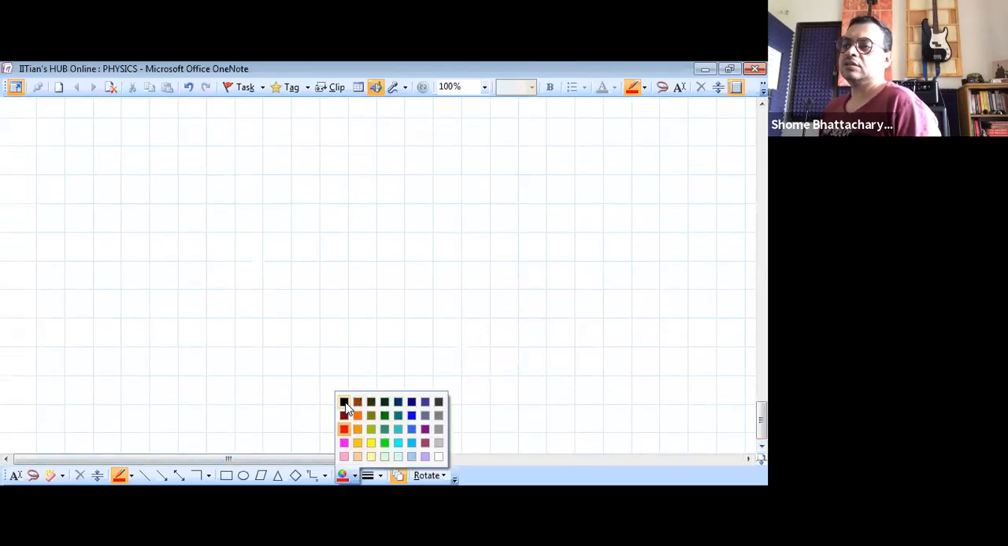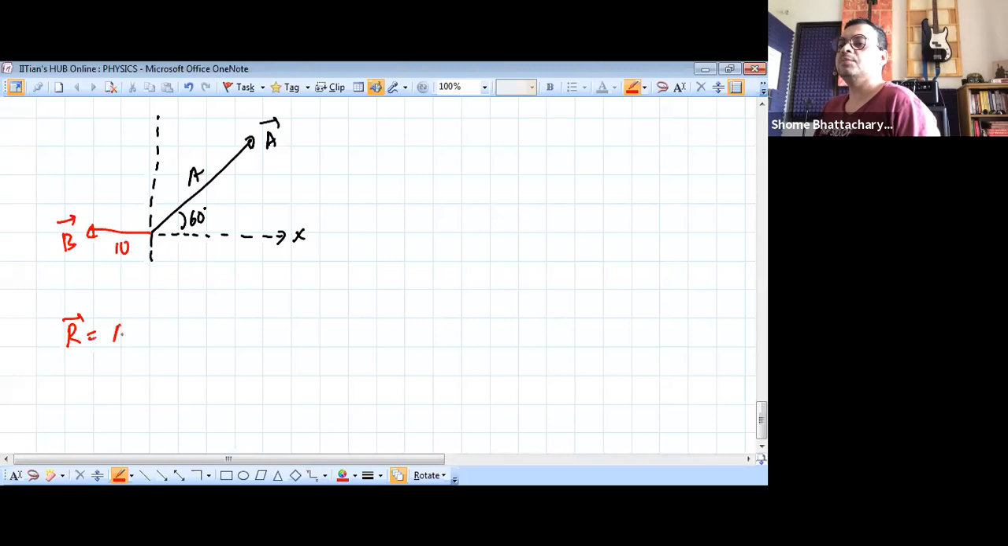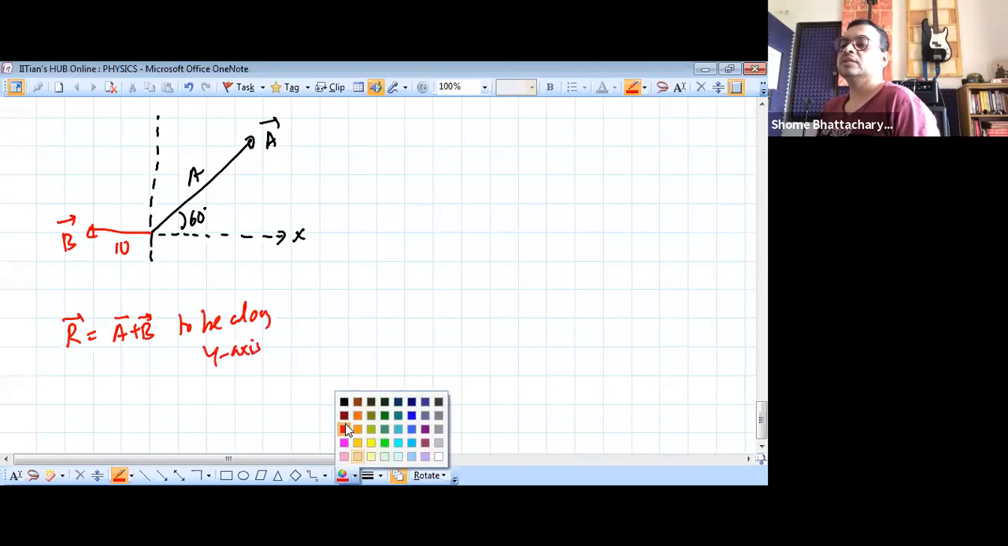In this same question, we learn a lot of things. We had one vector A, which is at 60 degrees to the x-axis, and its magnitude was unknown. And we had the second vector, B, which was along the negative x-axis and its magnitude was 10. And we wanted the resultant of A plus B to be along the y-axis. So let's make use of the parallelogram law.